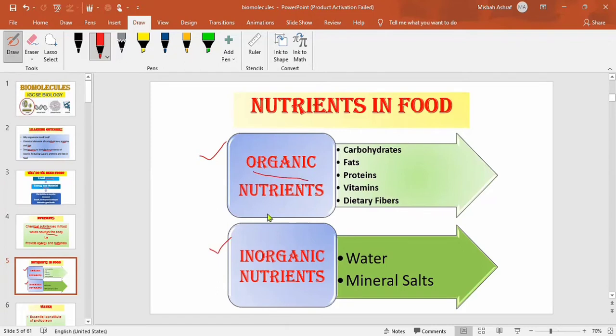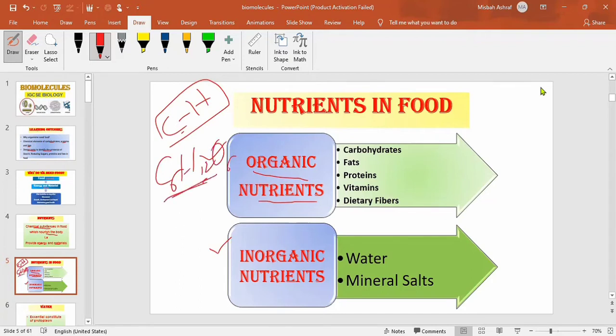I think I've discussed this in class. Organic nutrients are those which have carbon and hydrogen bonds present together. I also gave you the example C6H12O6, which is glucose. It has carbon and hydrogen present, so it is an organic molecule. Inorganic, like carbon dioxide, has carbon but not hydrogen with it, so it is inorganic. In the same way, water has hydrogen but not carbon with it, so it is also an inorganic nutrient.